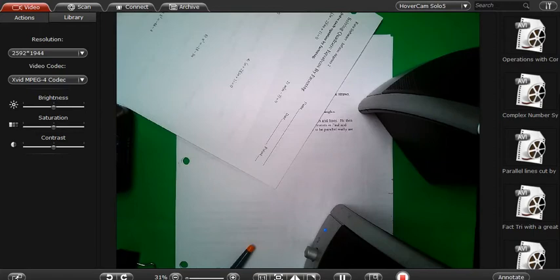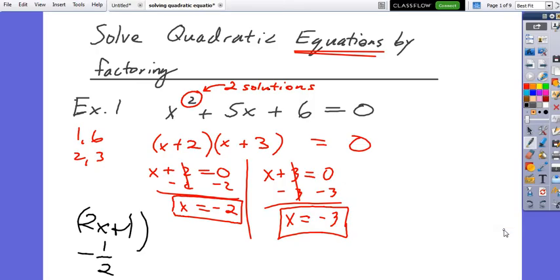Okay, so when we are solving quadratic equations by factoring, the first thing we need to do is make sure that all of our terms are on the same side of the equation. They are on the same side of this equation. Okay, so x squared plus 5x plus 6. Now notice when we're dealing with quadratics, our highest exponent is a 2, or second degree. That is an indication that we're going to have two solutions.